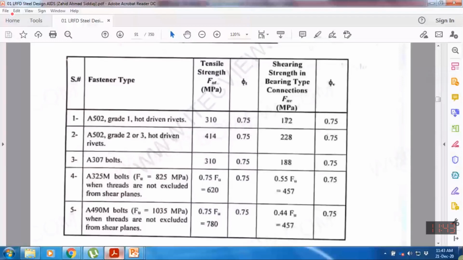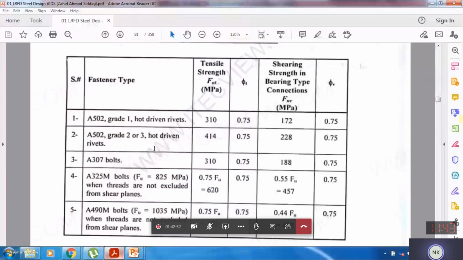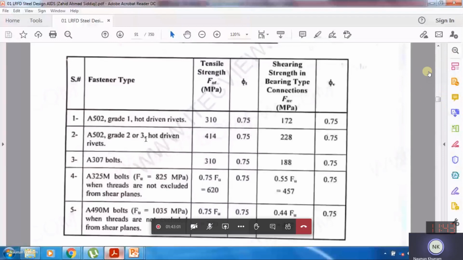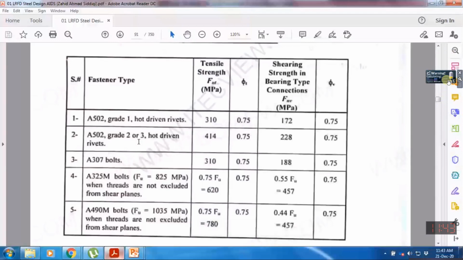Similarly here, if you are using bolts of A307, which are manufactured as per ASTM standard A307, its ultimate strength will be 310 and shear strength will be 188. So here you can check that shear strength is considered 55% of FU.